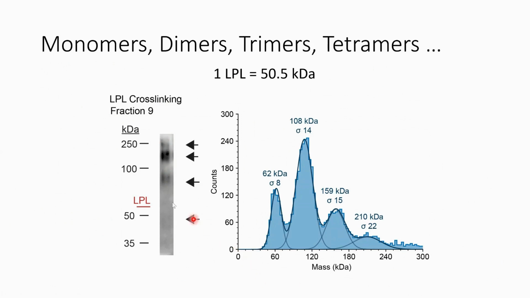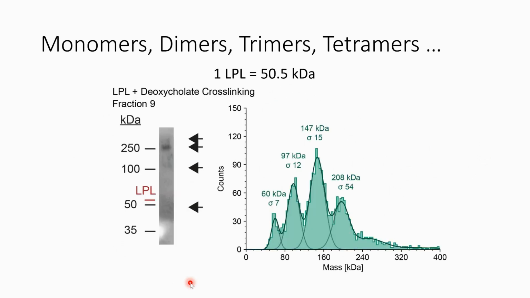So you can see that within this sample, we have monomers of LPL, dimers, trimers, and tetramers. That was a real surprise to us, but it does kind of match with what we were seeing with the concentration dependence, as in when we increased the concentration of LPL, we were seeing the formation of dimers and the suggestion that you would even get further oligomeric structures, in this case, trimers and tetramers. And when we look at the deoxycholate sample, we see the exact same thing.